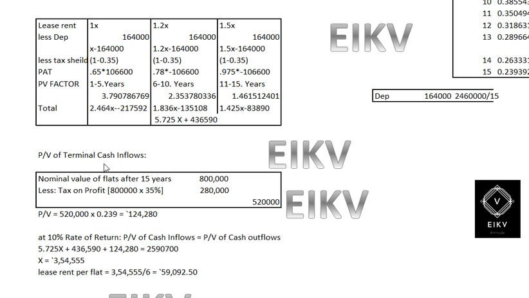Now the computation of the terminal cash flow. The present value of the terminal cash flow: the nominal value of the flat after 15 years would be 8 lakh. Therefore less tax on profit at 35%, which is 2,80,000, so after considering that it would be 5,20,000. After considering the tax shield, there would be 5,20,000, and the PV factor for the 15th year would be 0.239. Therefore the PV of the terminal cash flow would be 5,20,000 multiplied by 0.239, which will give you 1,24,280.